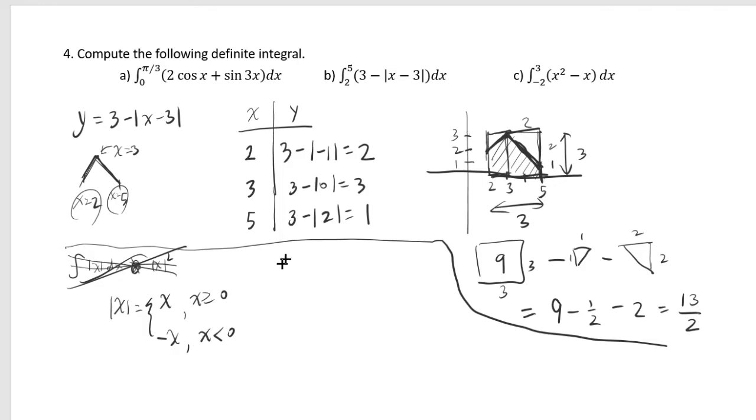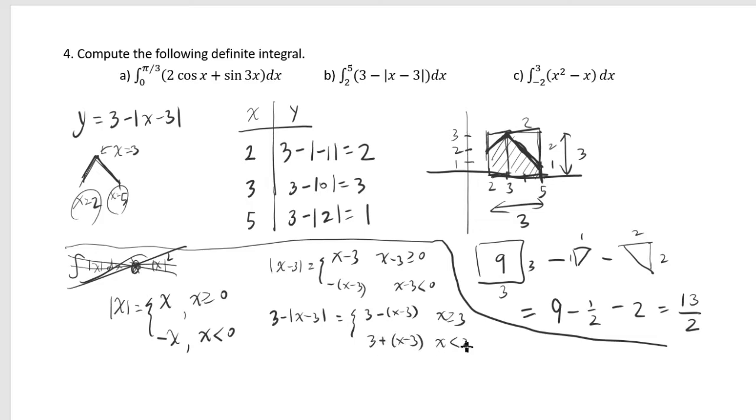And if I replace x by x minus 3, then the absolute value of x minus 3 equals x minus 3 if x minus 3 is greater than or equal to 0, and negative (x minus 3) if x minus 3 is less than 0. So if you compare these two, all I did was replace all the x's by x minus 3. And then you again have to do 3 minus the absolute value of x minus 3. That would be 3 minus (x minus 3) when x is 3 or greater, and 3 minus negative (x minus 3), so it would be 3 plus x minus 3 when x is less than 3.